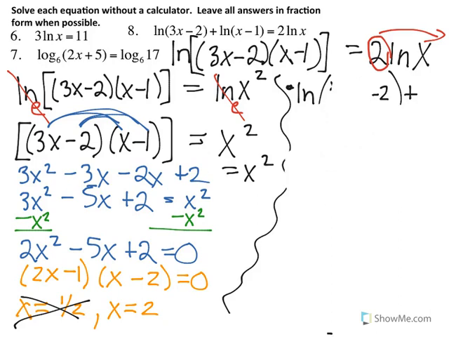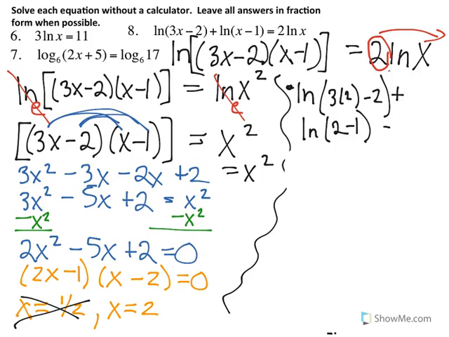Okay? Now let's check our other solution, because we would hate to just skip right on over and get this problem wrong after we spend all this time working on it. Okay? So now I've got the natural log of 3 times 2 minus 2 plus the natural log of 2 minus 1 equals, or it better equal, 2 times the natural log of 2.